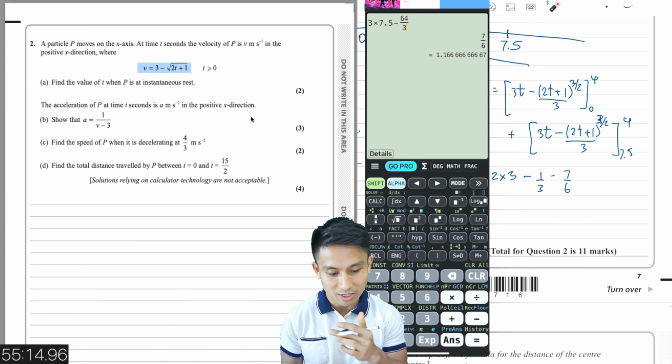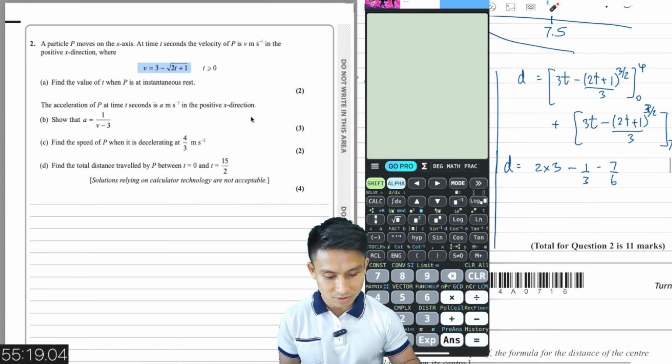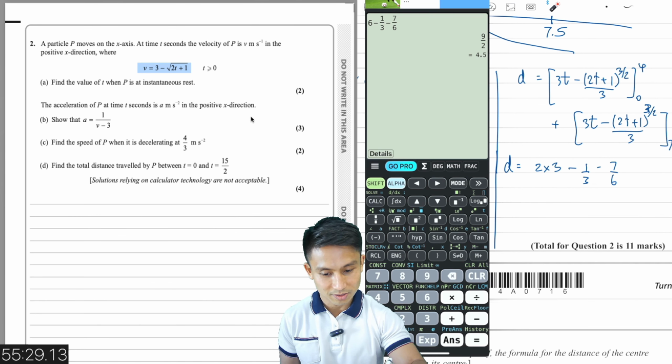And then we get a 7 over 6 and then we subtract. So it's just basically 6 minus 1/3 and then minus 7 over 6. Wait, what? So 9 over 2. Is it not? Yep, 9 over 2.